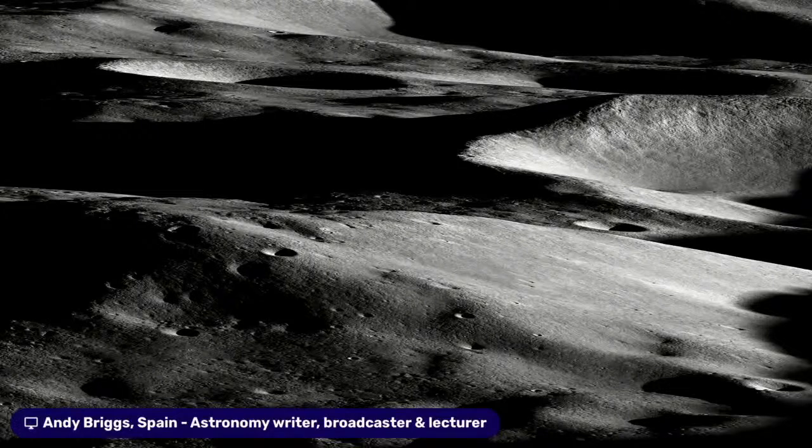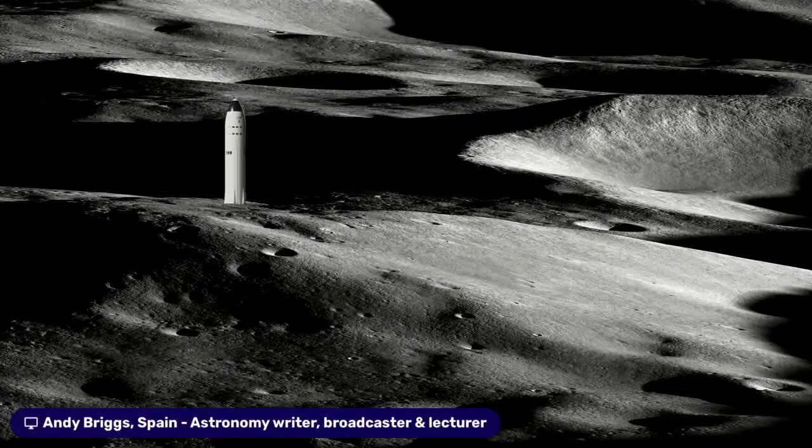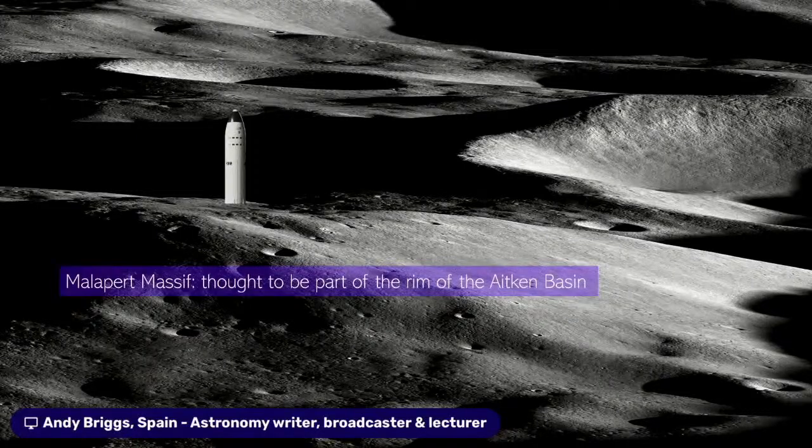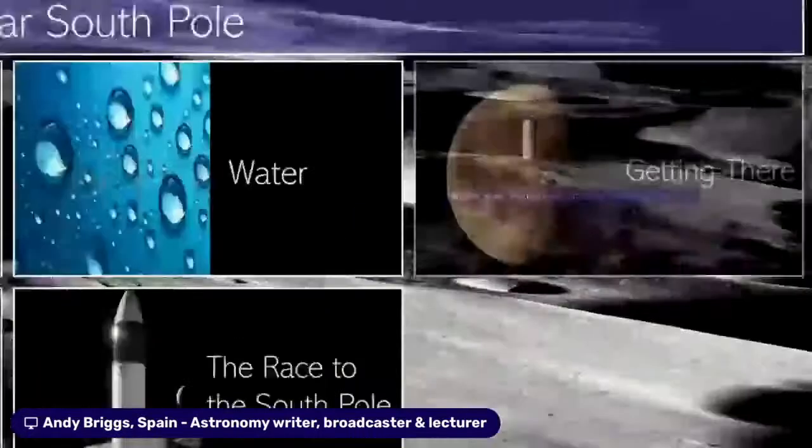NASA will land. And it's been chosen in close proximity to Shackleton Crater, which, as we saw, has got lots of water in it. So hopefully astronauts will descend on SpaceX's lunar Starship towards the moon's south pole and land on this sort of mountainous region here, which is called Malapert Massif. It's thought to be actually part of the rim of the Aitken Basin, that massive impact crater basin that is mainly on the far side of the moon. But the Malapert Massif is thought to be part of it. And hopefully in 2025, this is where NASA will land.